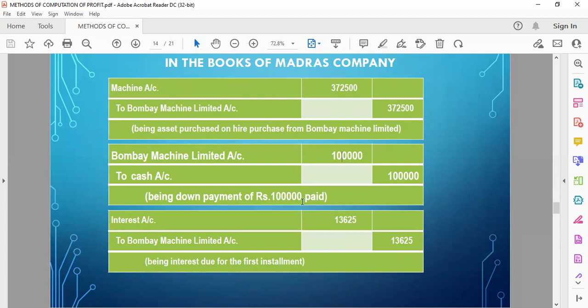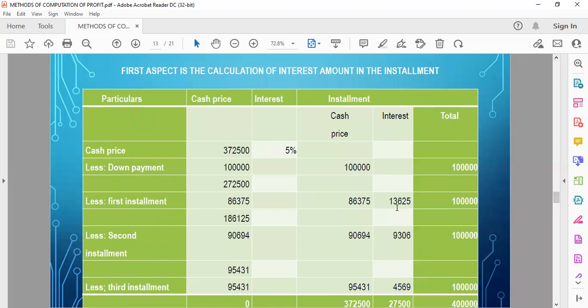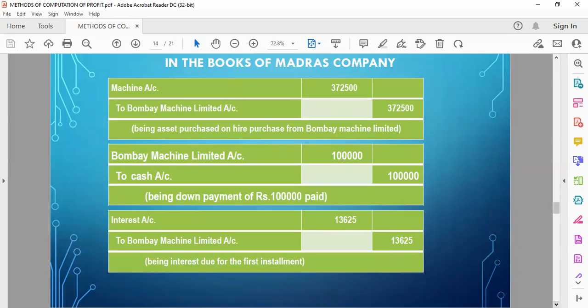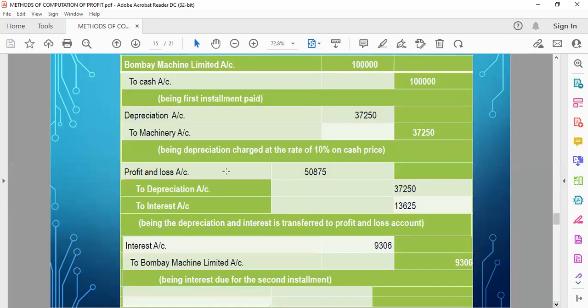Then we can write the journal entry for the interest. Interest account debit to Bombay Machine Limited account. Already we have calculated the interest 13,625, right? So you have to write the journal entry for that interest amount. How much is the interest? 13,625, being interest due for the first installment. Here we didn't pay anything, we are just calculating the interest. So next you come to this.